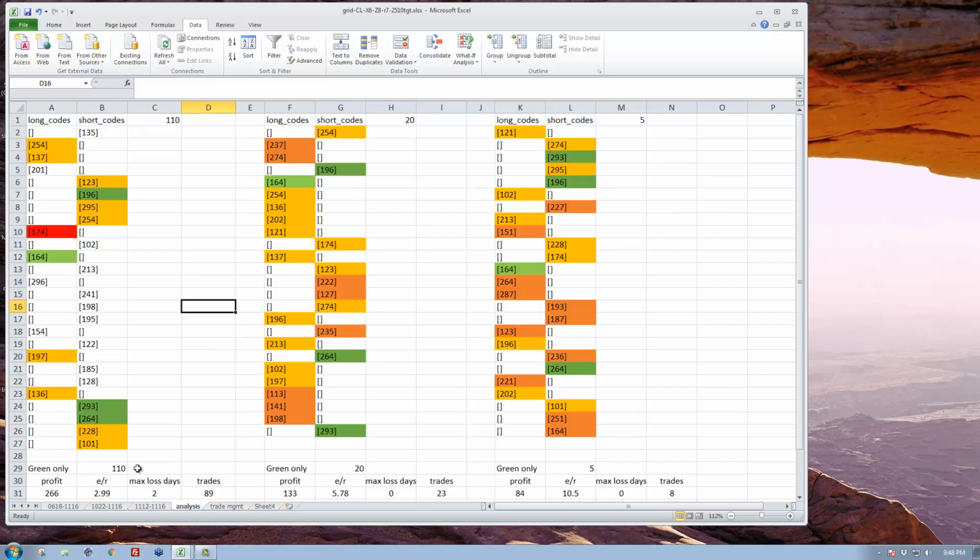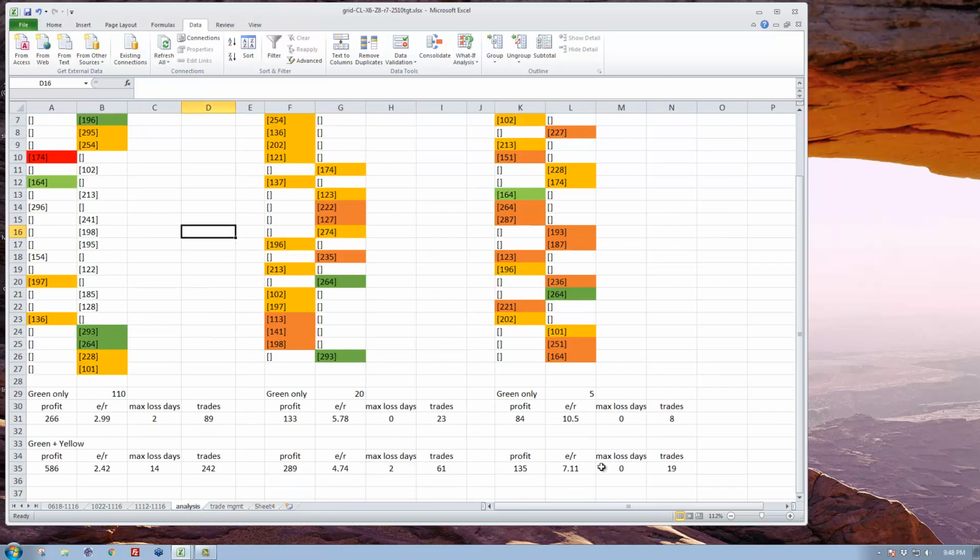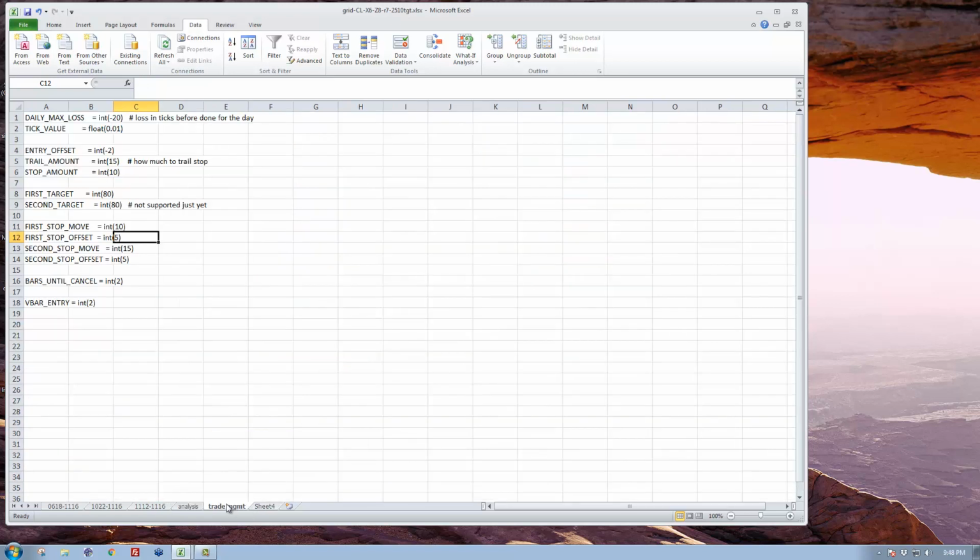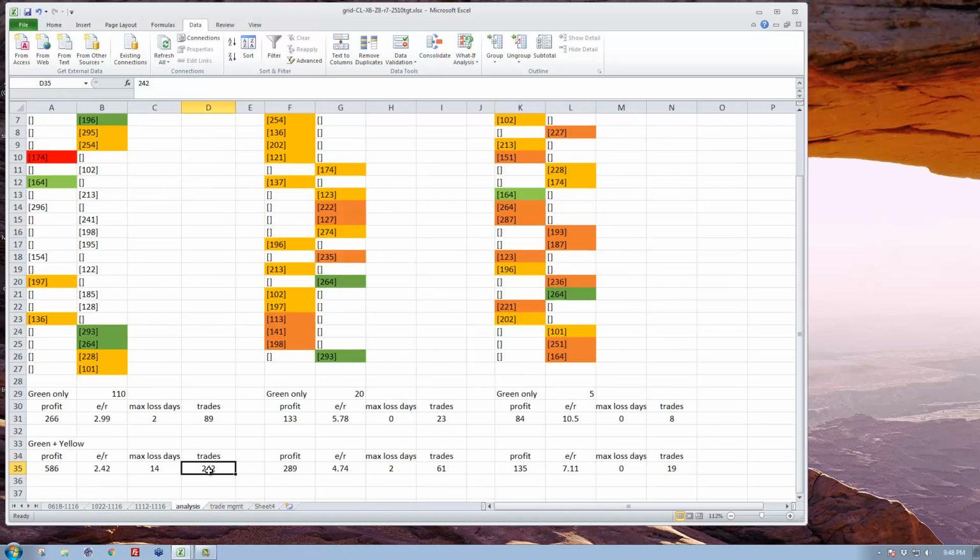Okay, so for green and yellow, this is what I get for the last 110 days. 586. All right, so multiply by 10 for the dollar number. 14 max loss days. So 14 days you hit minus, you stopped trading because you hit minus 200. All right. Again, for oil, we're trading minus 20 ticks is the max loss. So the way the replay program works, as soon as you hit that, it doesn't take another trade. It's done. Analysis. Okay, and then so on 242 trades.